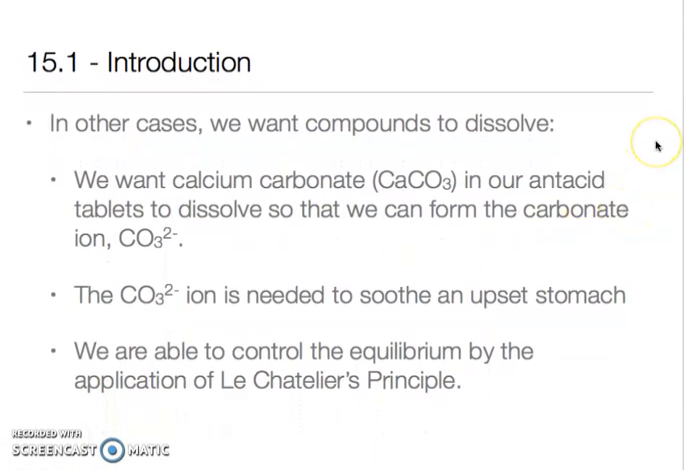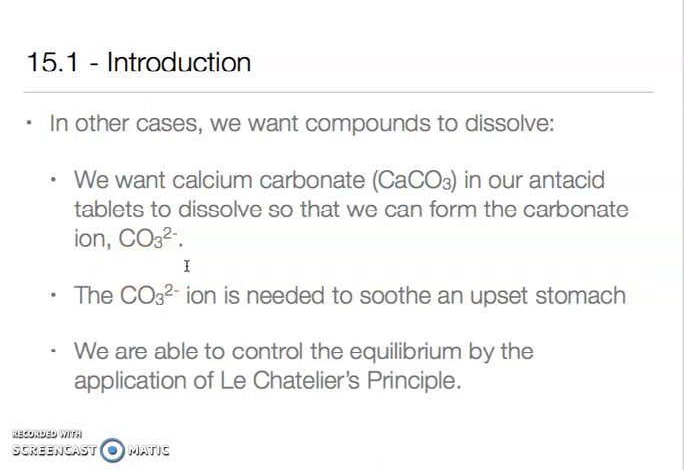In other cases, we do want a substance to dissolve. So if we were to take an antacid tablet, we would ingest calcium carbonate. And we want that calcium carbonate, which is a solid, to dissolve into its respective ions of calcium and carbonate. The reason why is my carbonate ion, CO3 2-, is a weak base. And that weak base can react with an excess of acid that's built up in our stomach. If it doesn't dissolve, then we don't have access to that carbonate ion, and therefore we don't have an ability to react with that excess acid.